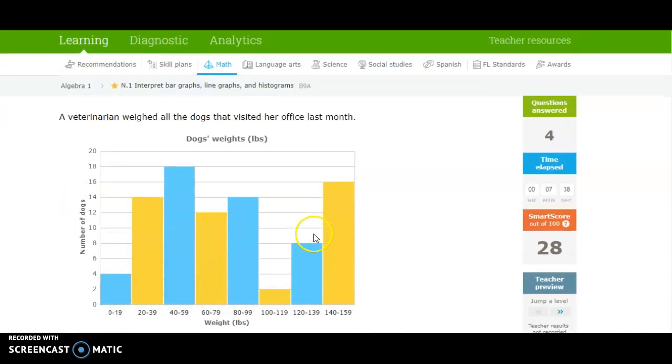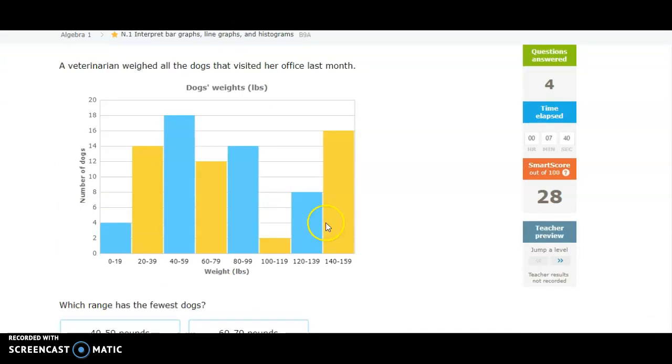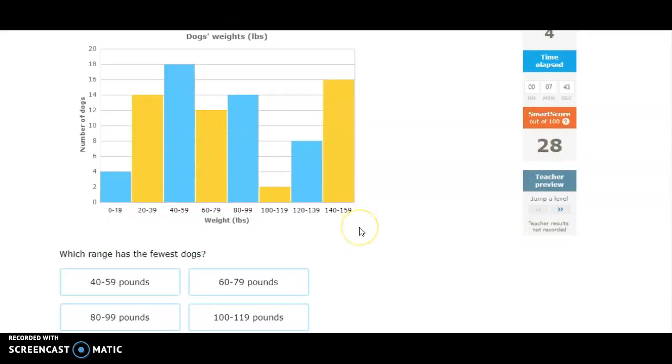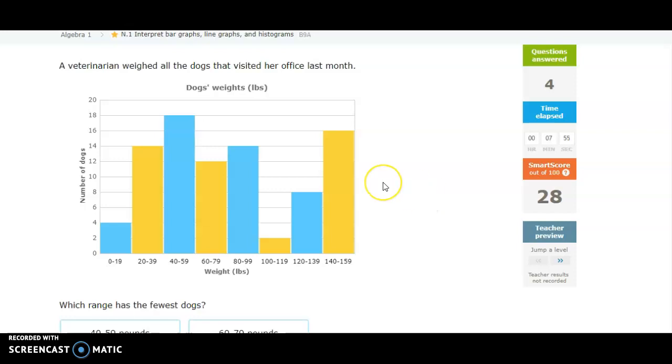So the biggest thing to remember with this, is a pretty straightforward interpreting graphs, is just remember that we are taking the time to really read the graph, pay attention to the title, pay attention to what's on the y-axis and the x-axis, so we don't make any silly mistakes as far as answering too quickly with this one.